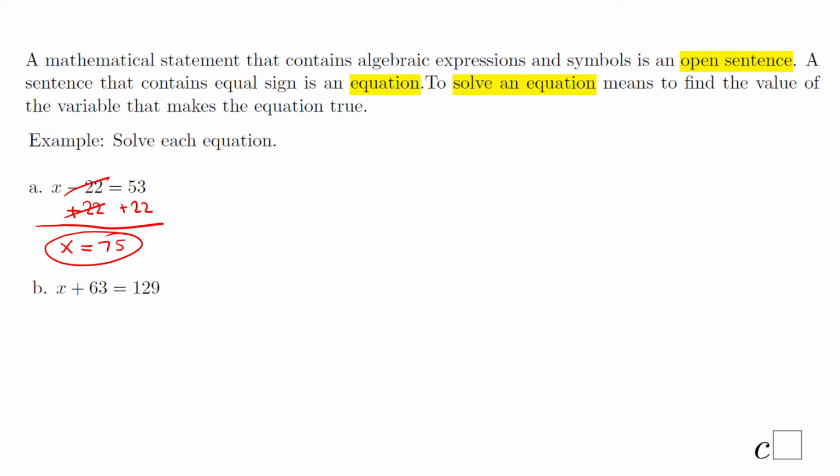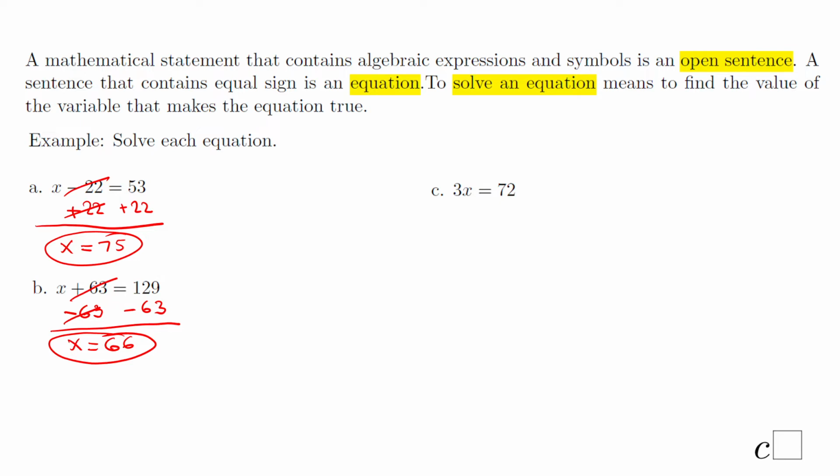Example B, very similar. The only difference, we have x plus 63 equals 129. So we want to get rid of the plus 63. So we're going to subtract 63. We're going to undo the operation of addition by subtracting 63. We're going to have to do the same thing on the right side to keep the balance. So we're going to have x equals 129 minus 63. That will be 66.